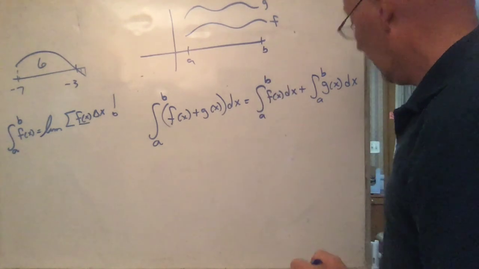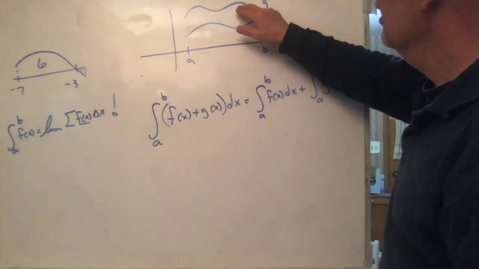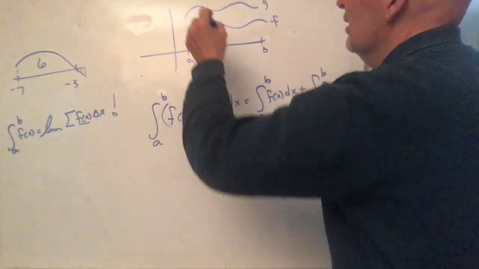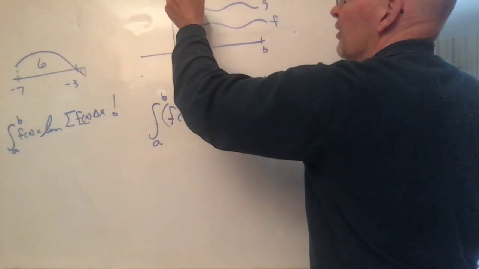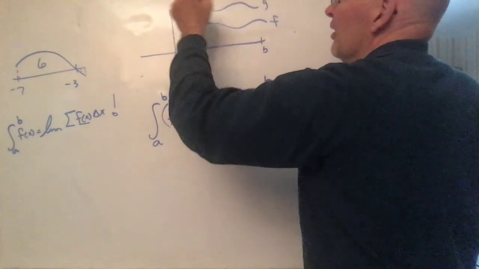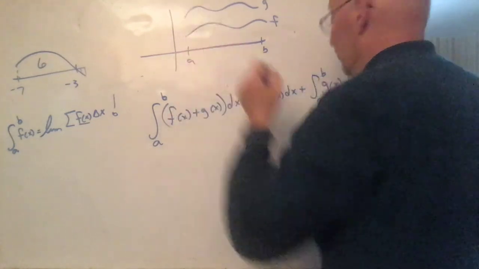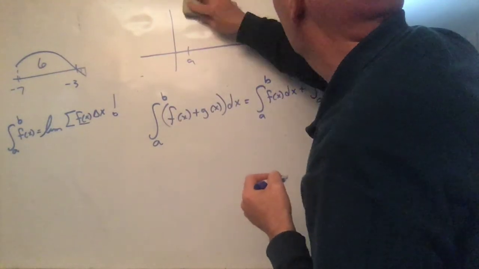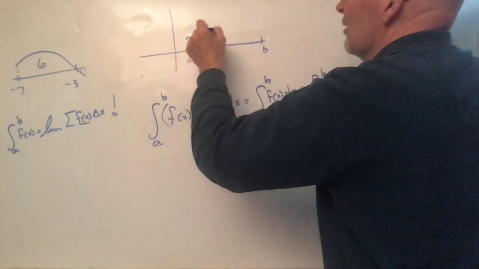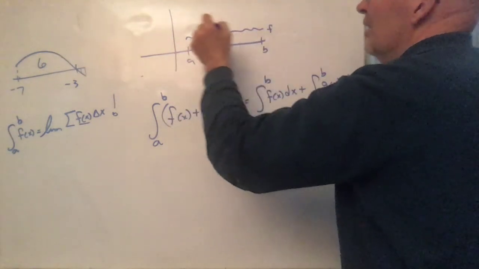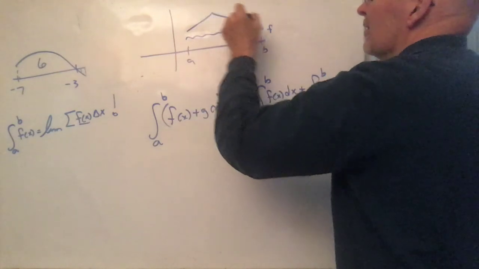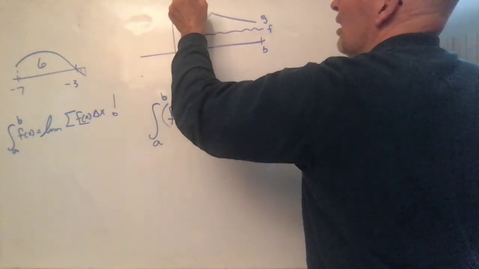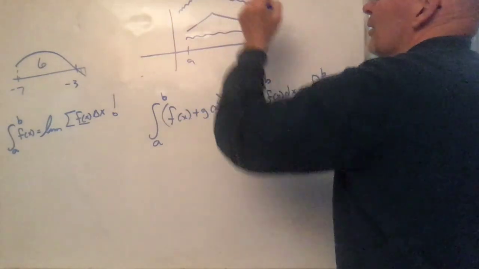Because if this is the function f and this is the function g, then what's f plus g going to look like? I didn't leave enough space for it up here, but f plus g is going to be up here someplace, right? It's the sum of these two. Let me do that just a little bit better. Let's say that f looks like this, and let's say that g looks like this. So f plus g is going to look kind of roughly like that.